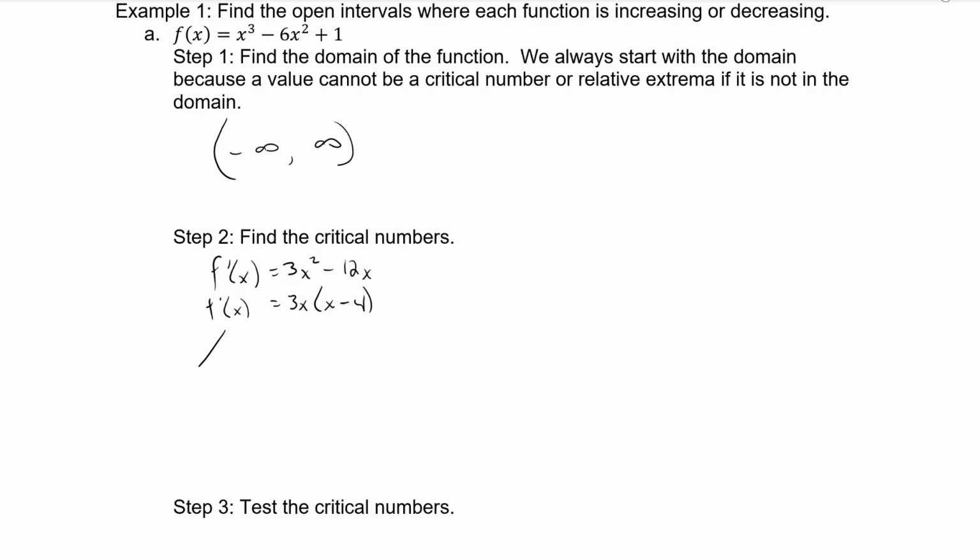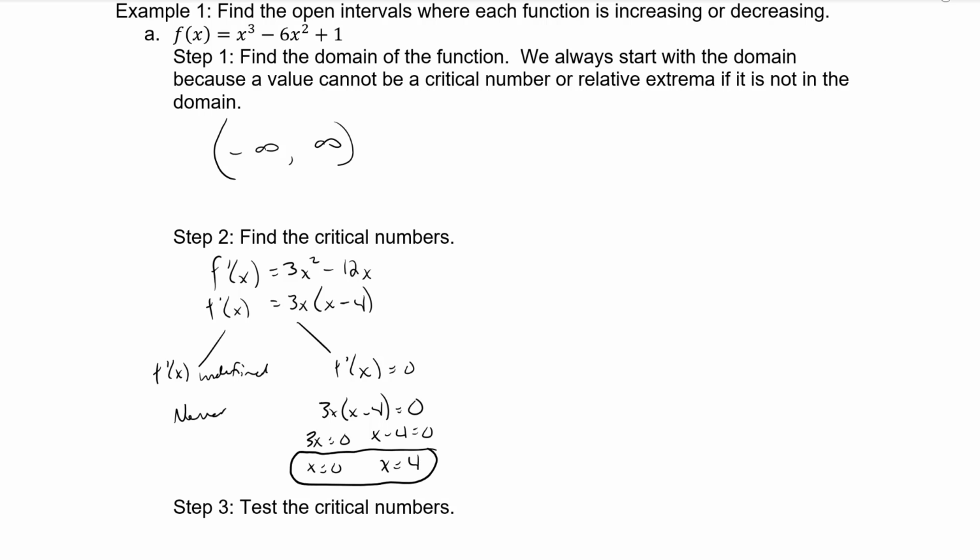And so f prime of x undefined, where is it undefined? That's right, it's never undefined, so we don't get any critical points that way. Then the second part, set f prime of x equal to 0. So we're setting 3x times x minus 4 equal to 0. So 3x equals 0 means x equals 0. X minus 4 equals 0 means x equals 4. So our only two critical numbers in this case are x equals 0 and x equals 4.